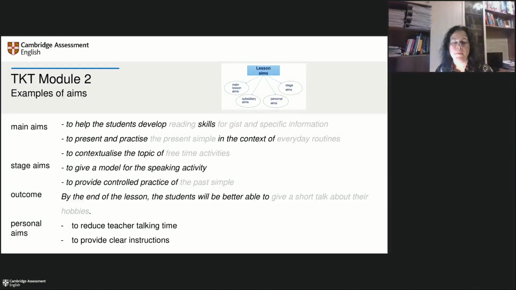Now, let me show you a couple of examples of what aims are likely to be. So if you want to identify and set up the aims for your lesson, you can start by saying to help or to raise awareness, or to develop students' skills. And you can mention different types of skills. Here I'm using reading as an example, but it can be listening or speaking or something else. Also, you need to mention the sub-skill you're focusing on, otherwise the lesson aim won't be complete.